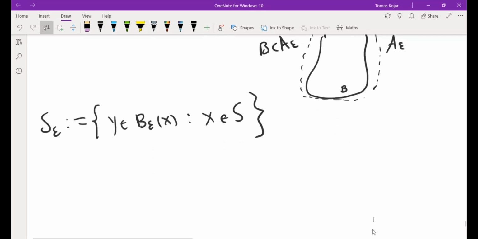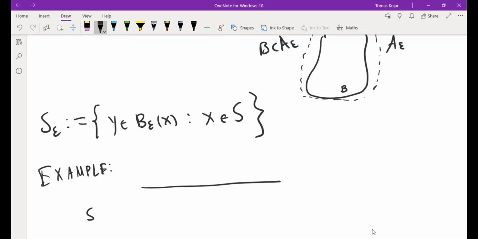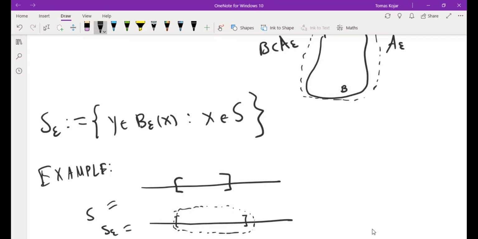So what does that mean? Let's do a simple example. Suppose S is a line, then for S epsilon, you take this line and you put an epsilon ball around each point. Actually, sorry, one second. Let me make it smaller. Let me take it to be this interval. Then this is S epsilon. So this is [a, b]. This reaches a minus epsilon and b plus epsilon, like that.